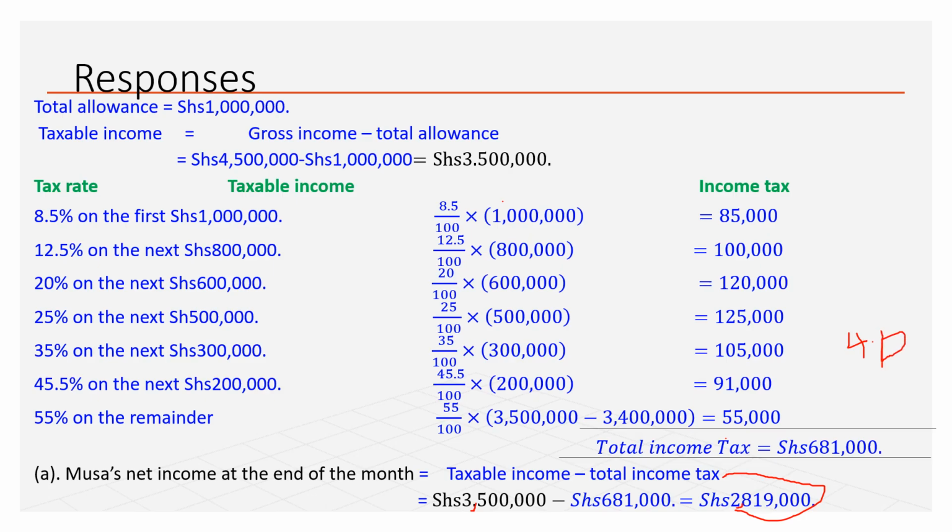So a person who had already 4 million at first, actually 4.5 million, has been subjected to allowances, deduction, and also taxation. So the 4.5 million is turning to what? It's turning to 2,819,000. So that is the total take-home money Musa will have at the end of the month.